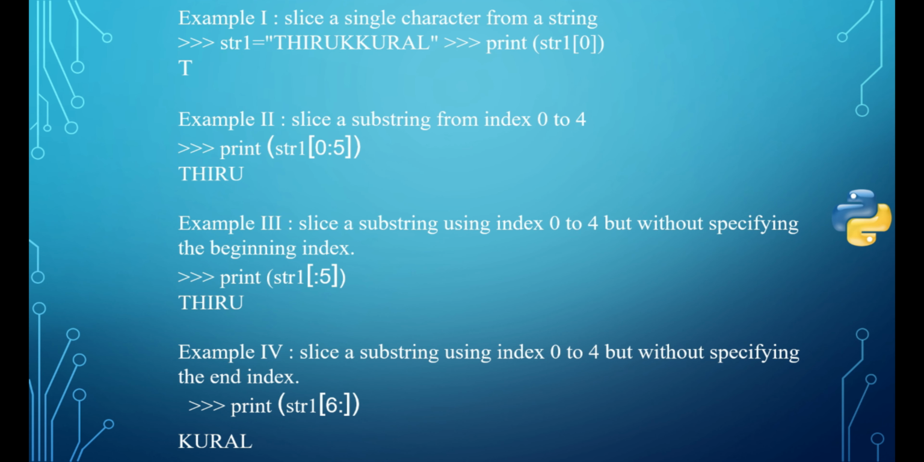Finally, we will see examples. Example 1, slice a single character from a string. Here "Thirukural" within double quotes, print str1 of 0. Example 2, slice a substring for indexes 0 to 4. Print str1 of 0 colon 5, the result is T-H-I-R-U only. Example 3, slice a substring using index 0 to 4 but without specifying the beginning index. Print str1 of colon 5, inside the square bracket. So the answer is T-H-I-R-U.